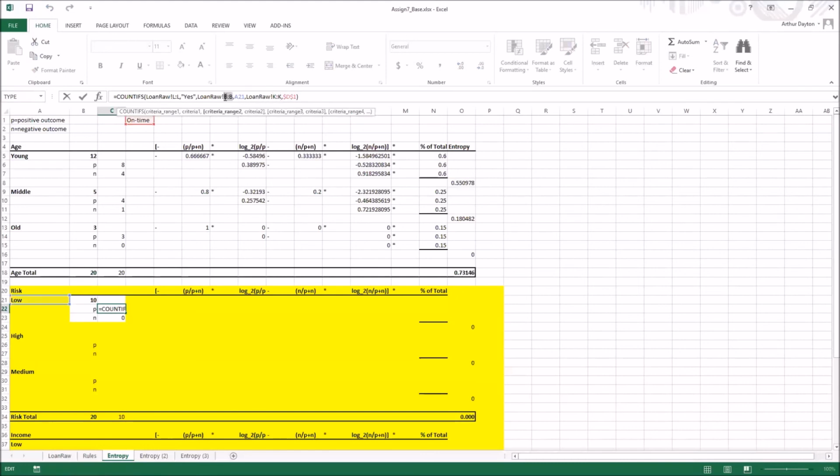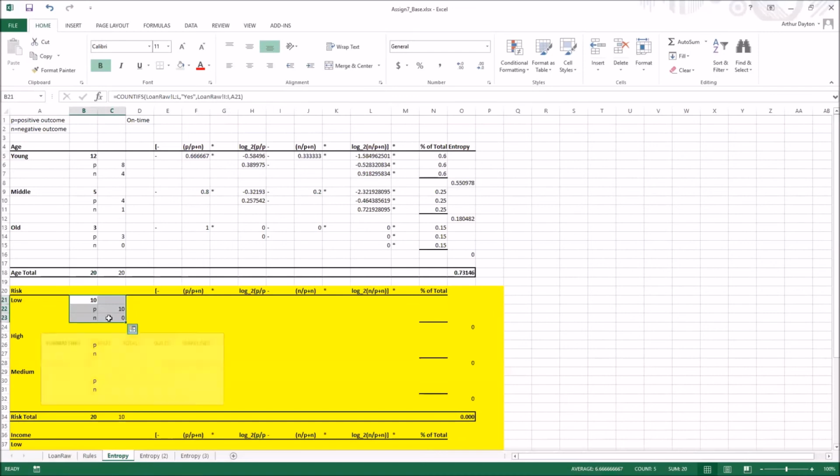For I. Oops, messed that up. Forgot to put the semicolon in there. And again, change our reference for I. All right, now that I've got the cell references correctly referring here, I can go ahead and copy these down. And now we are pulling all the values for low, high, and medium for risk.